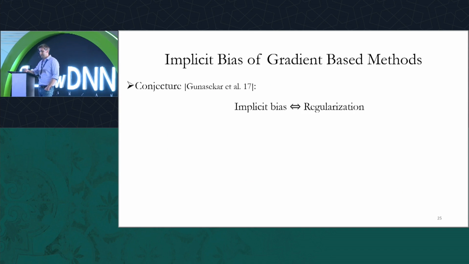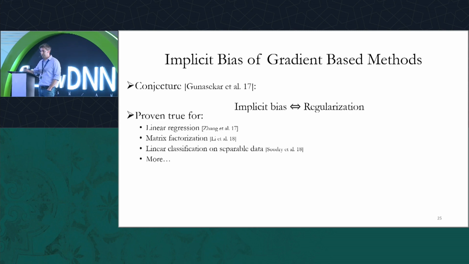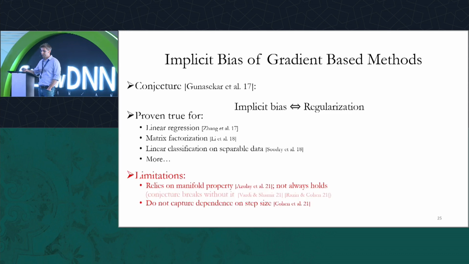In gradient-based methods, there was a conjecture already in 2017 that the implicit bias of the algorithm can be expressed as some form of regularization. And this was actually shown in many works: linear regression, matrix optimization, linear classification, separable data, and many nice examples. However, there is a limitation. This analysis does not always work.